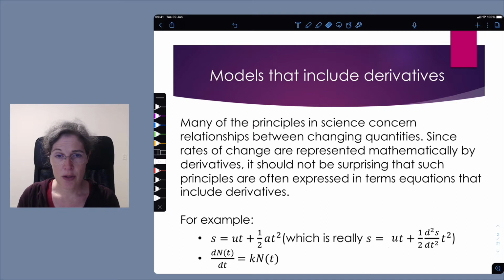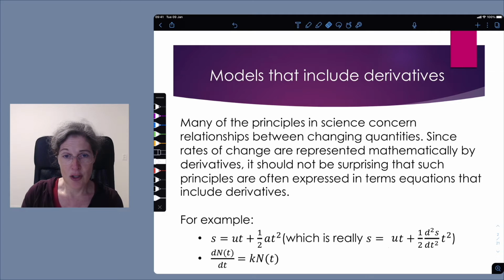So why might you want to devote some time to integration? Well, a lot of the principles of science, no matter which area you look at, whether it's ecology or physics or chemistry, are talked about in terms of rates of change. And we've seen that mathematically, a rate of change is expressed as a derivative. So it shouldn't come as a huge surprise that when you're modeling physical phenomena, you often end up with equations that have derivatives in them.